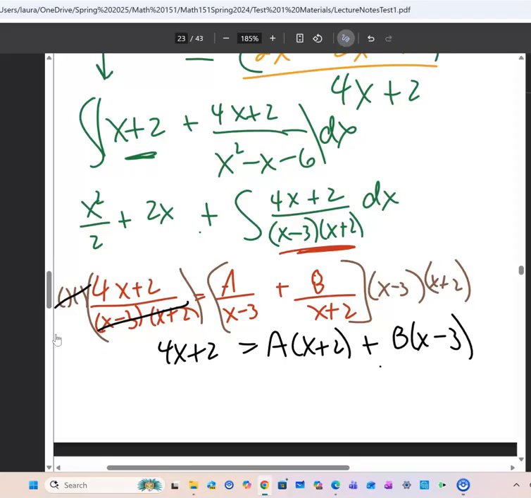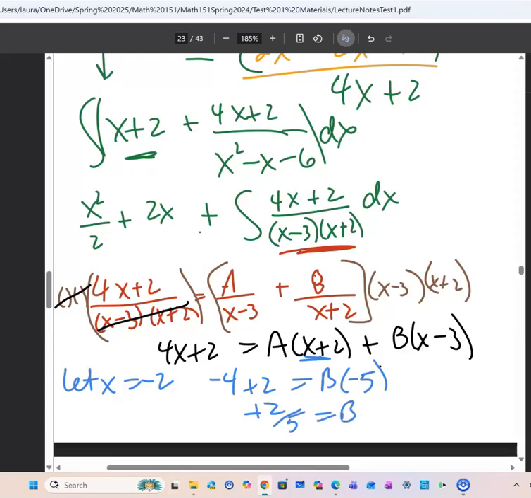Okay, so now this is where I plug in the numbers, right? So I'm going to let x equal negative 2. So if I let x equal negative 2, this term is gone. So I get a negative 4 plus a 2. So B times a negative 5. So negative 2, a positive 2 over 5 is the B.